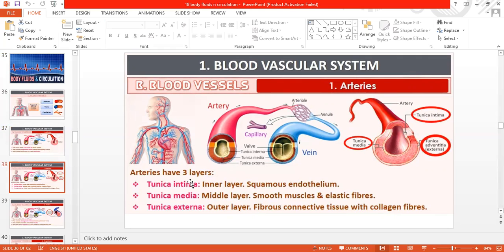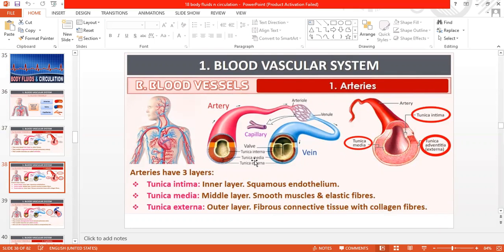Now, the artery is made up of 3 layers: tunica intima, tunica media, and tunica externa. Tunica intima is the innermost layer, which is made up of squamous endothelium. Tunica media is the middle layer. It is thick and made up of smooth muscles and elastic fibers. Tunica externa is the outermost layer, which is fibrous connective tissue with collagen fibers.